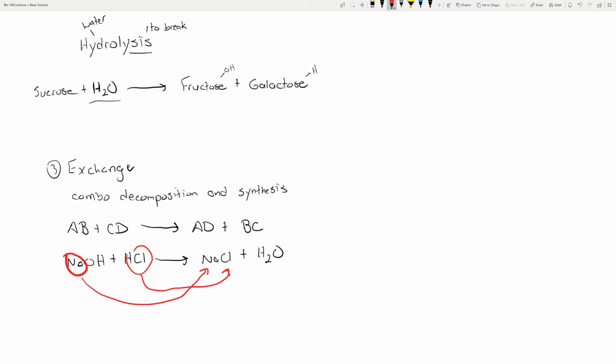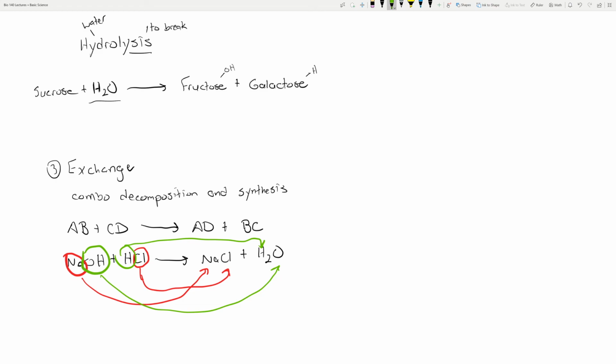Let me erase that red marker on here. This chloride right here. And then for the water portion, I have taken this hydroxide and that hydrogen, and I have combined them to make water. So that is the exchange. You can see here I've broken them apart, which is a decomposition, and then I have combined them later, which is a synthesis reaction.